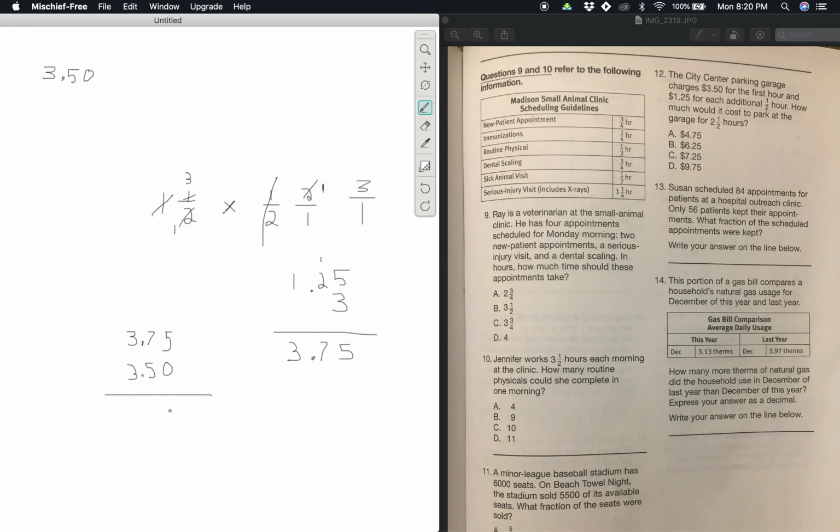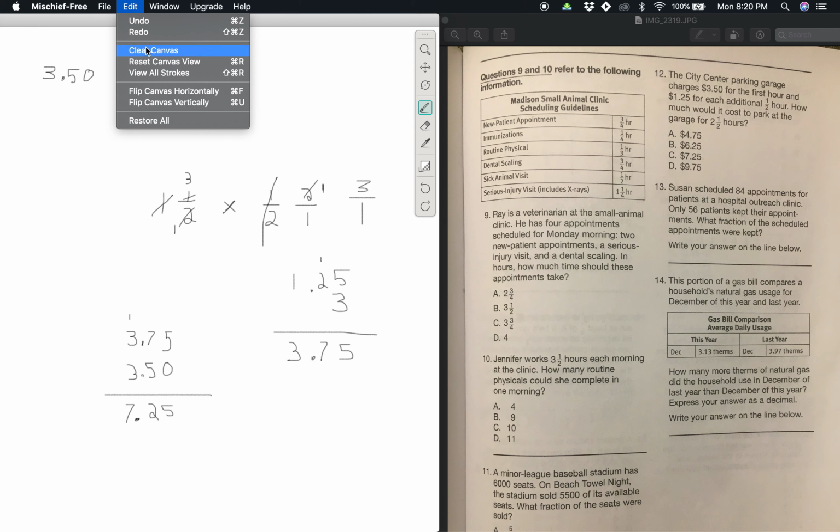So 5 plus 0 is 5. 7 here plus 5 is 12, so we carry the 1. Bring the 2 here. 3 plus 3 is 6, plus the 1 is 7. Bring down the decimal. So the cost of that is $7.25, okay? So as you can see here, it is letter C. Wonderful.